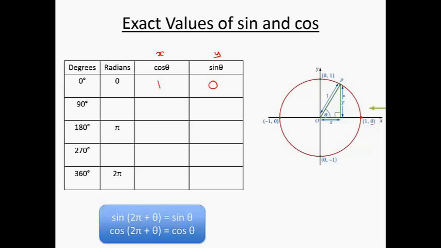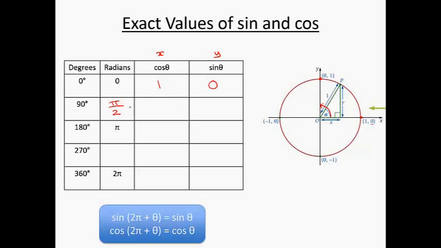Now let's take a look at what happens when we go to 90 degrees. A 90-degree angle, measuring from the positive x-axis, remember, anti-clockwise, would be this point here. Remembering that 180 degrees is pi radians, 90 degrees would be pi over 2 radians, or half pi radians.